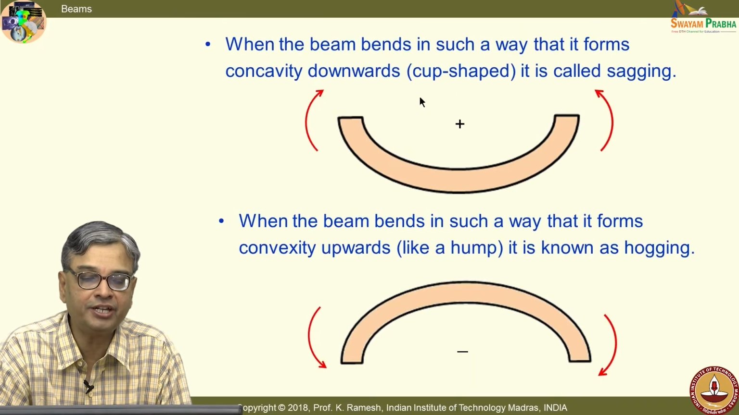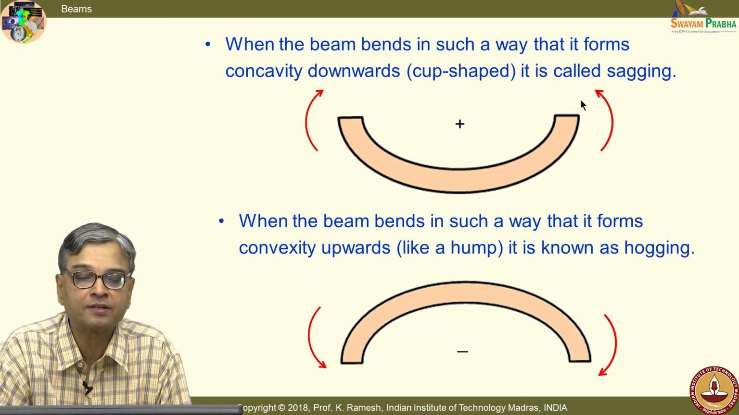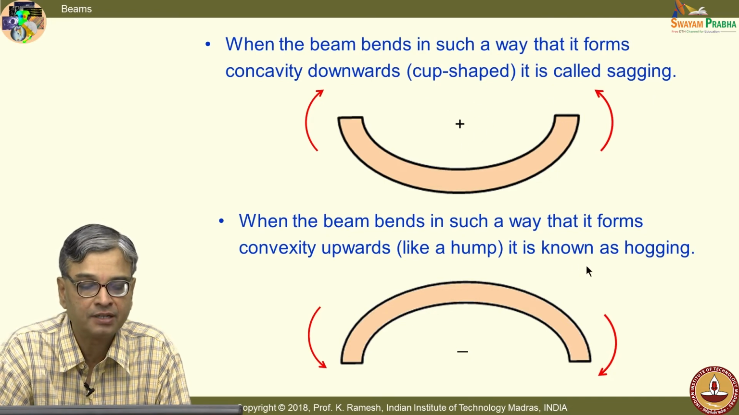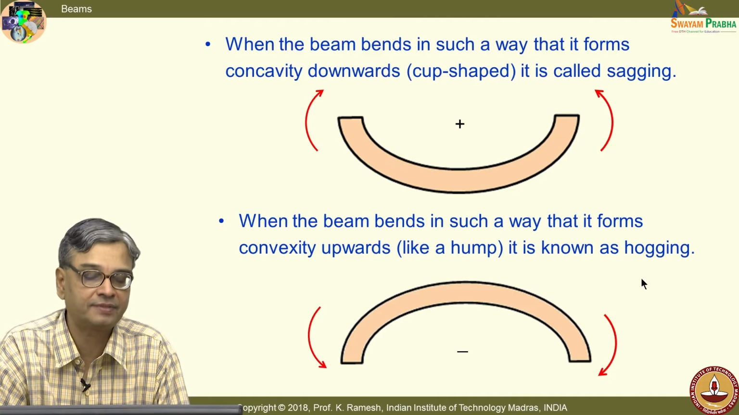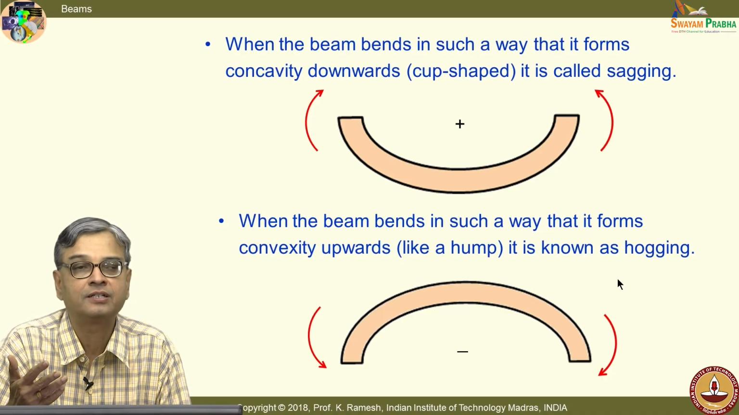And in civil engineering, they also associate an anti-clockwise moment to produce what is called sagging of the beam. This is cup shape, they call it as positive. And if I have a hump, they call it as hogging. This is nothing but anti-clockwise bending moment, this is clockwise bending moment.